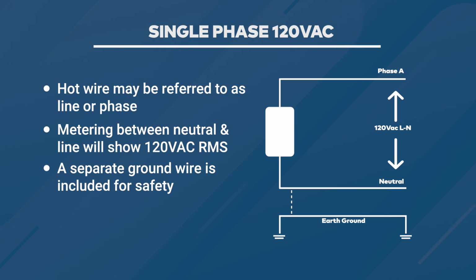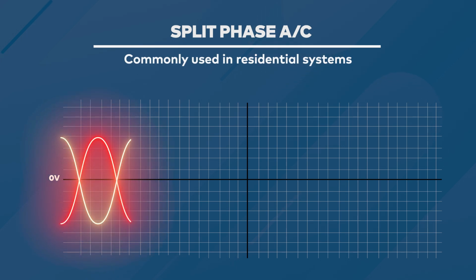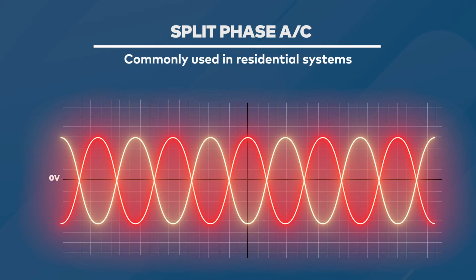It will make 60 complete cycles between positive and negative voltages every second, and therefore is further designated as 60 Hz. In all circuits, ground wires are required for safety purposes and provide a safer return path should the neutral wire become damaged. Split-phase systems are commonly used in residential or light commercial systems.